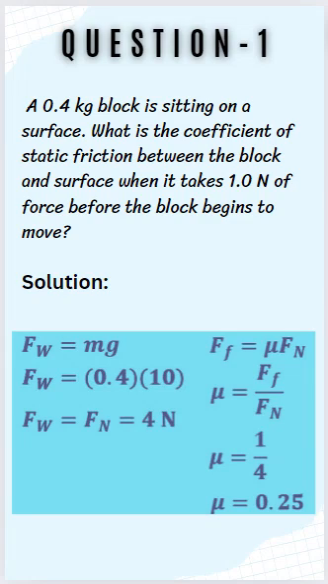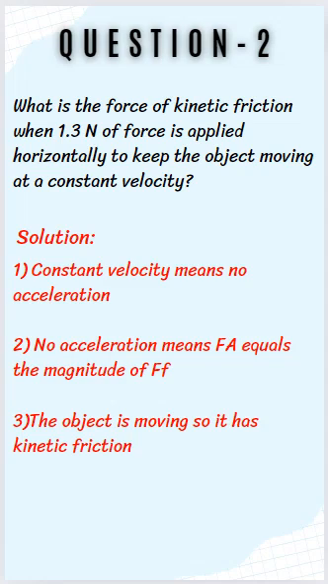This is equal to normal force. Coefficient of friction is equal to frictional force divided by normal force, which is equal to 1 divided by 4 equals 0.25. So coefficient of friction is 0.25. In question number 2, the object is moving at constant velocity. Constant velocity means no acceleration. This means that applied force is just equal to frictional force and net force is 0. The object is moving, so it is kinetic friction.